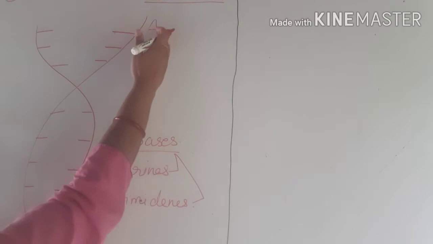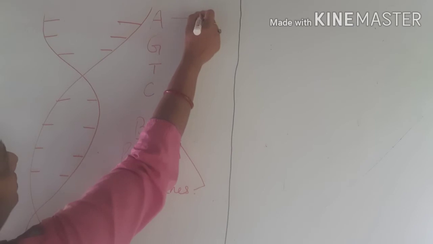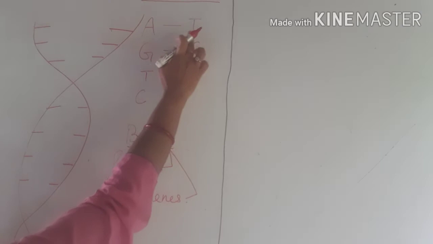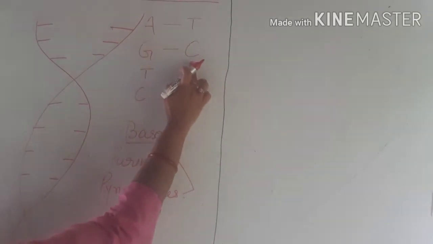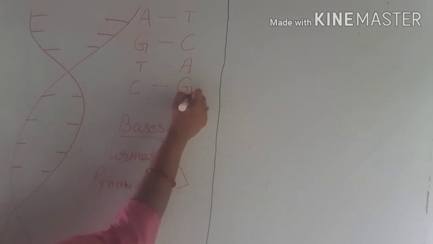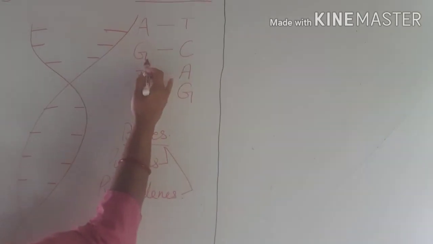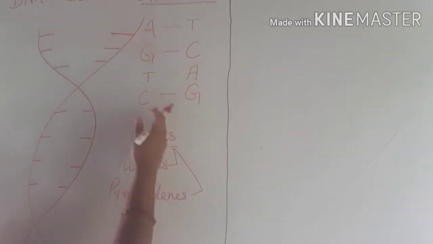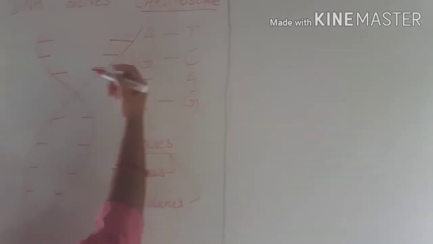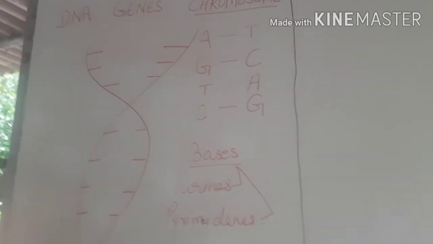But here we have to keep in mind that A will always combine with T and G will always combine with C. So A combines with T, G combines with C, T will combine with A, C will combine with G. Their names are adenine, thymine, guanine, cytosine. In short, we write them as A, G, T, C. So these bases are present here in the DNA.